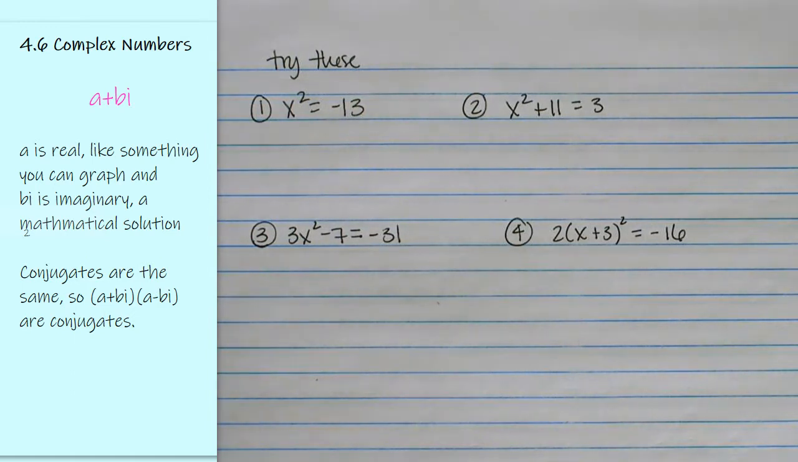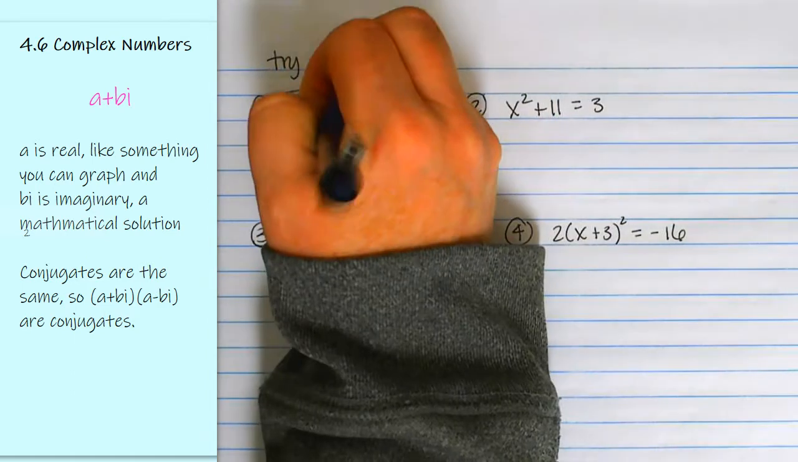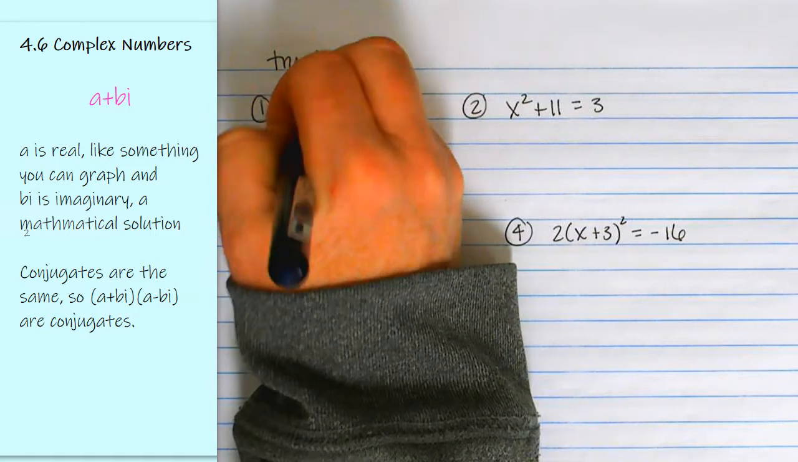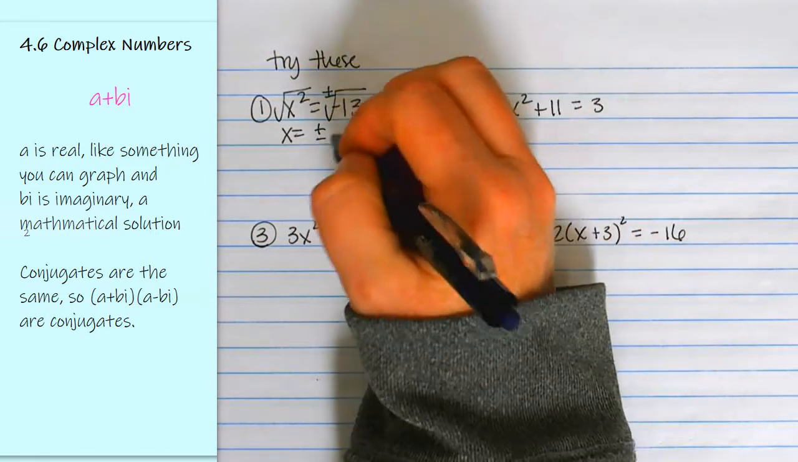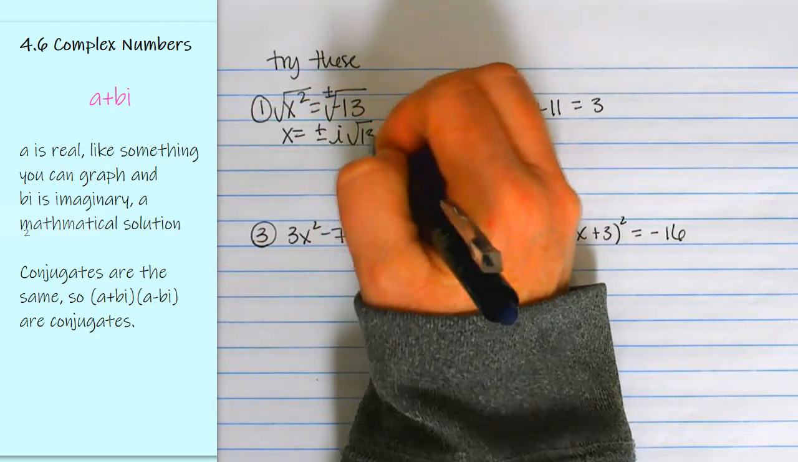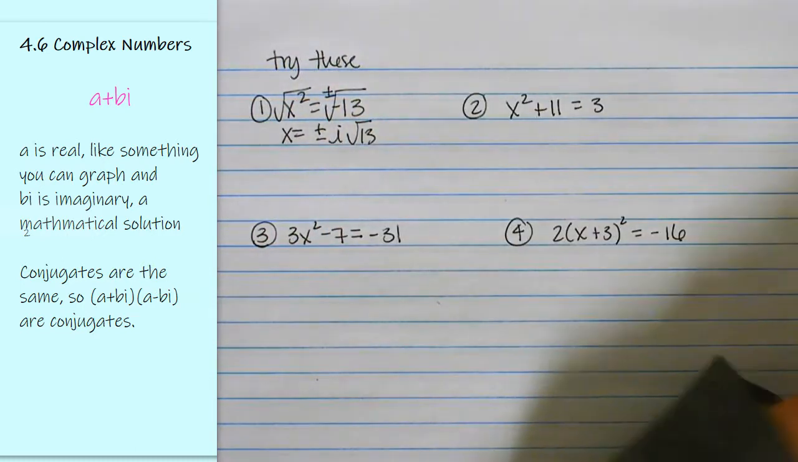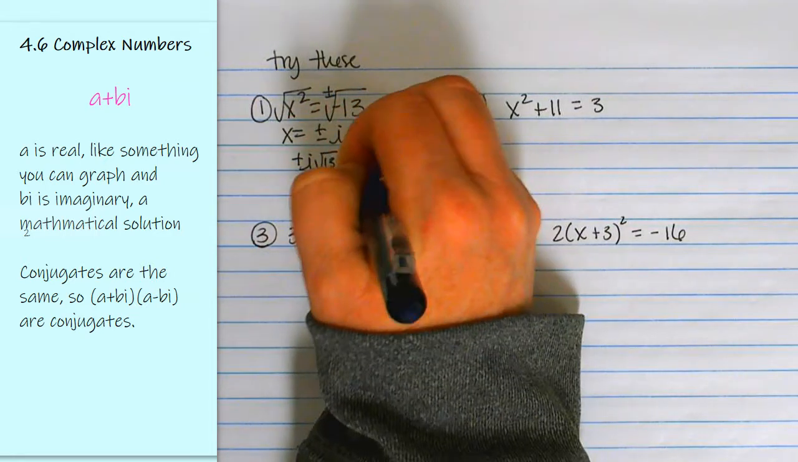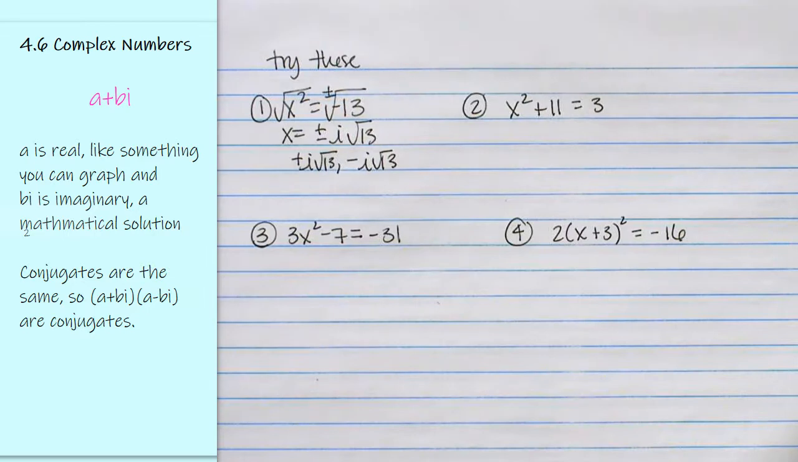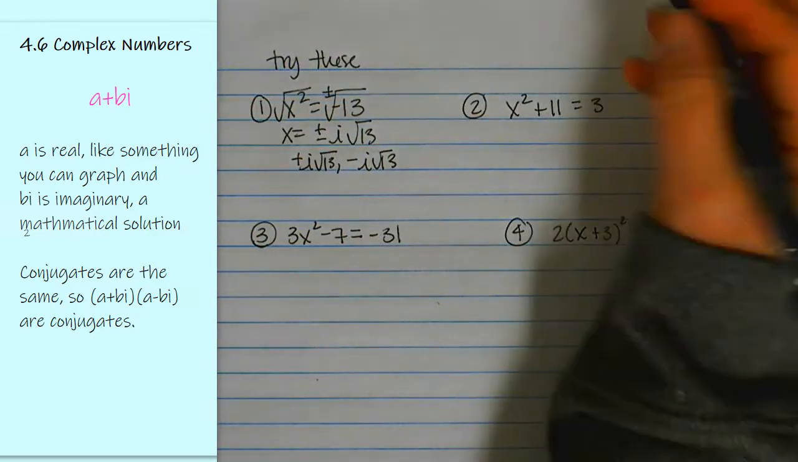Okay, so for number 1, we're going to hit the square root of both sides. It's ready to go. x equals plus or minus. The negative becomes an i, and square root of 13 has no roots in it. There you go. You have two answers. One of them is plus i square root of 13, and the other is negative i square root of 13. So imaginary answers there.